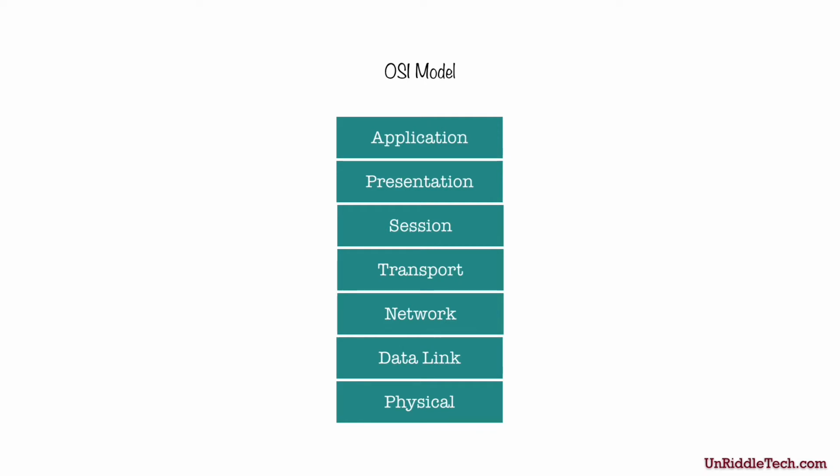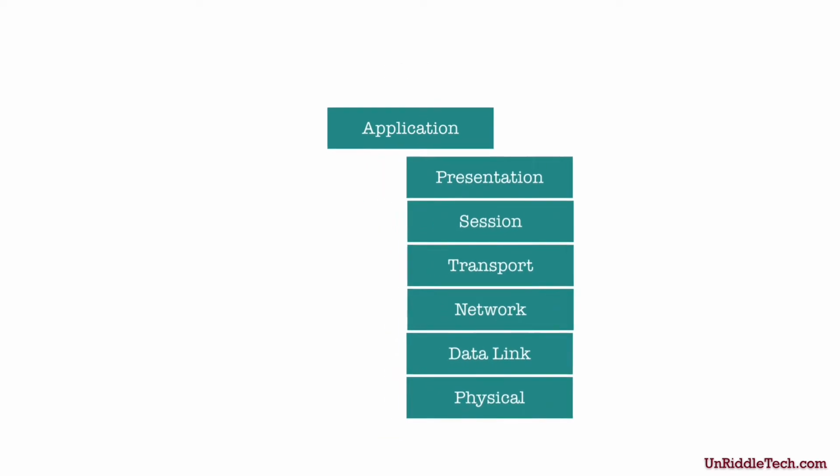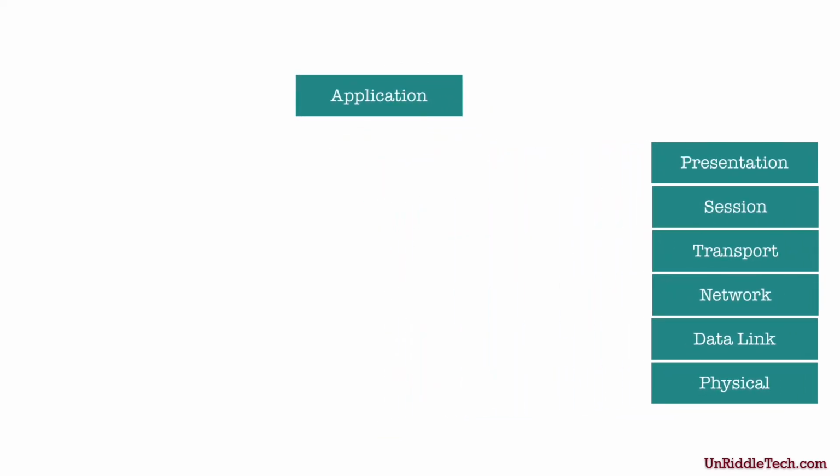What is the purpose of the application layer? This layer consists of protocols and standards that help an application to talk to another application over the network. For example, HTTP or HTTPS is used to talk to web applications. SMTP is used for email communication. FTP or SFTP is used for file transfer. SNMP, Telnet, and so on and so forth.